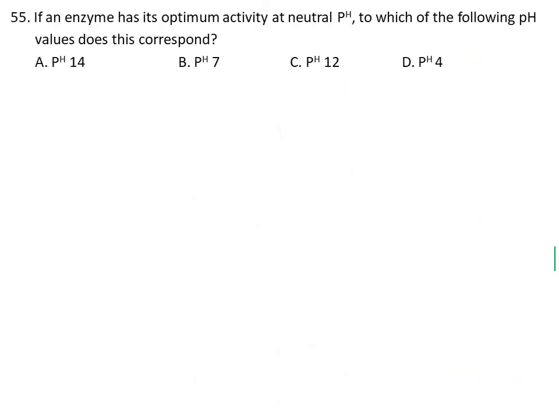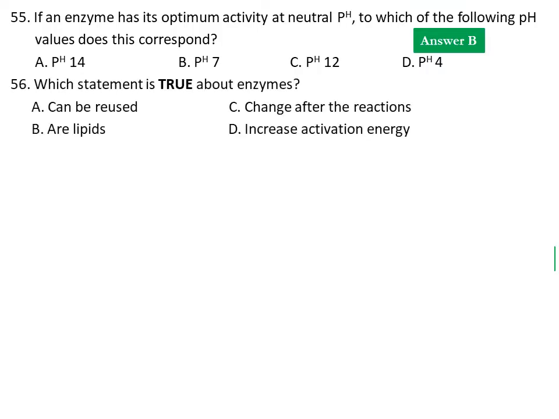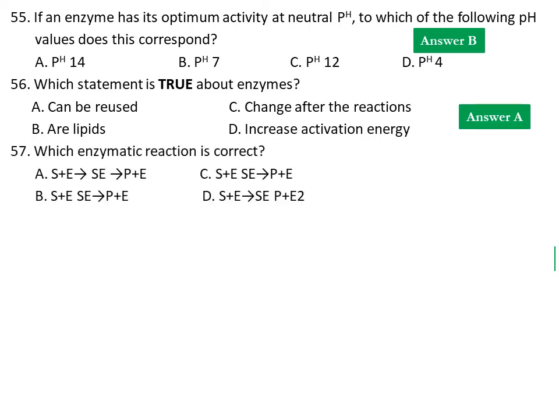Question number 55. If an enzyme has its optimum activity at neutral pH, to which of the following pH values does this correspond? A. pH 14. B. pH 7. C. pH 12. D. pH 4. So the answer should be B. pH 7, which is neutral pH. Question number 56. Which statement is true about enzymes? A. Can be reused. B. Are lipids. C. Change after reaction. D. Increase activation energy. So the answer should be A. Can be reused.